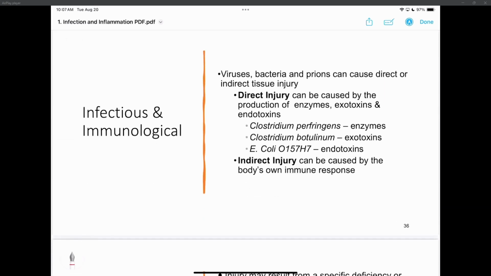Infectious and immunological ways to cause injury to your cells, obviously viruses and bacteria. You can have direct injury with enzymes, exotoxins, and endotoxins. Clostridium perfringens is an example of an enzyme. Clostridium botulinum, is that Botox, is an exotoxin. E. coli is an endotoxin.